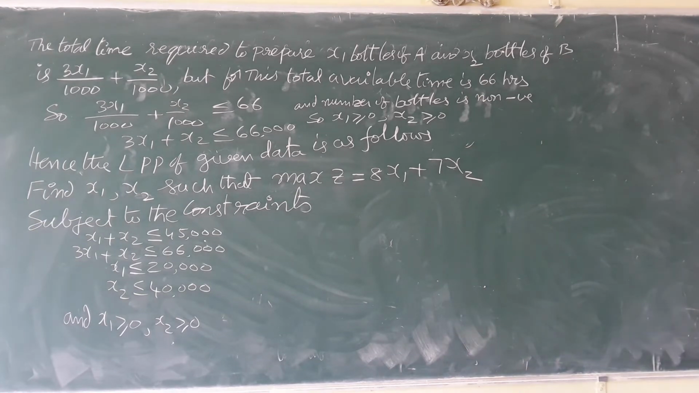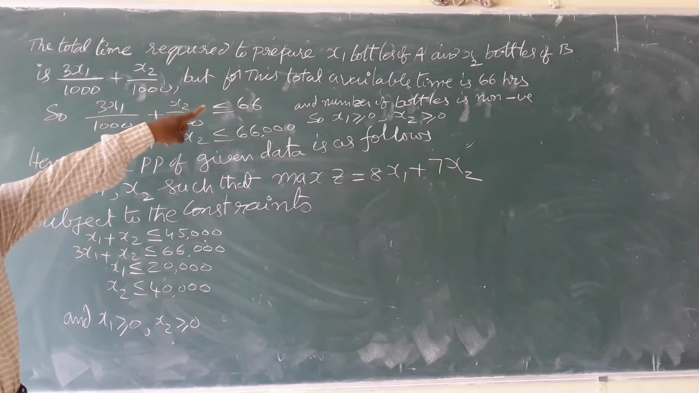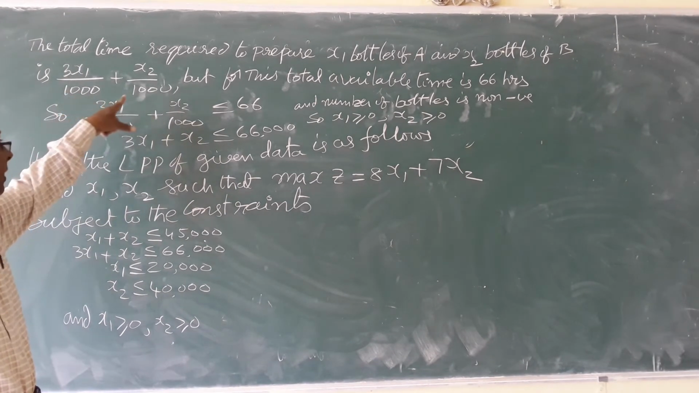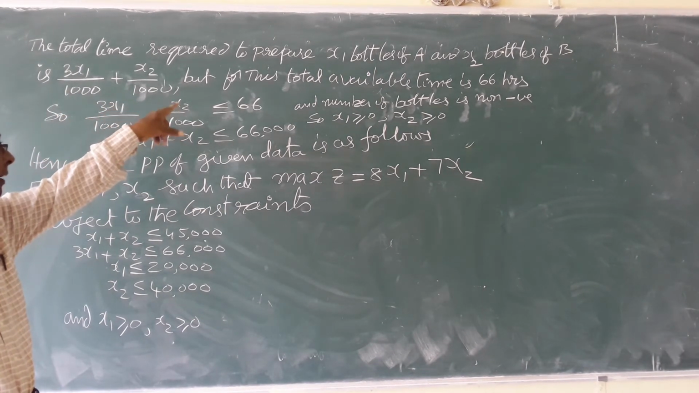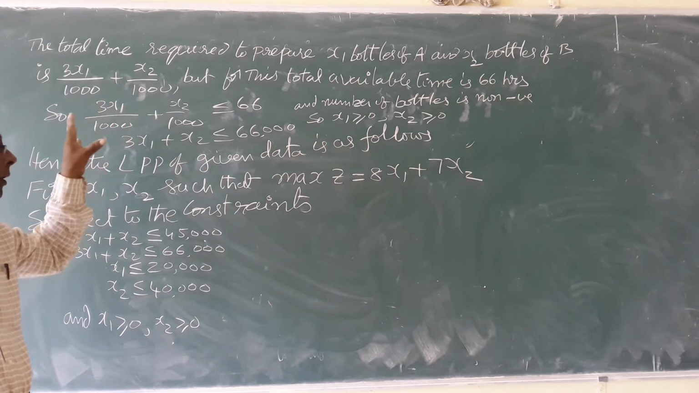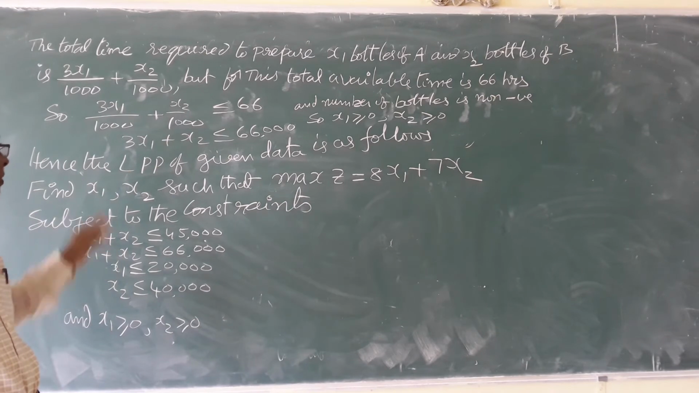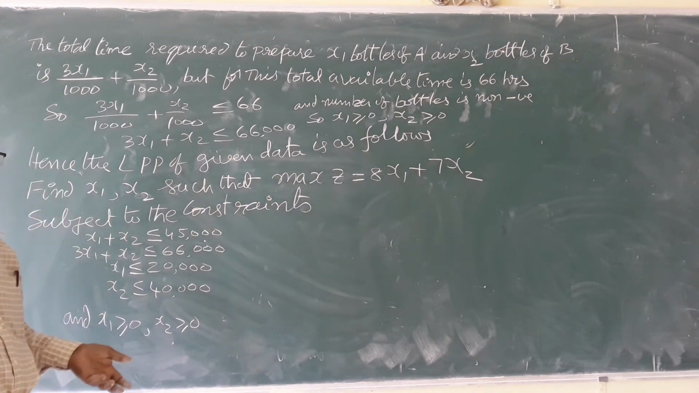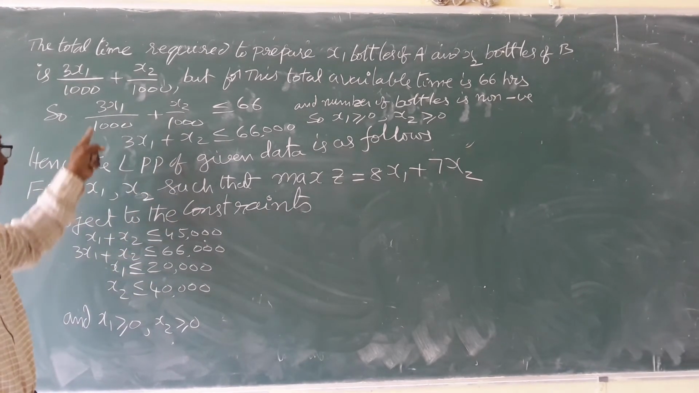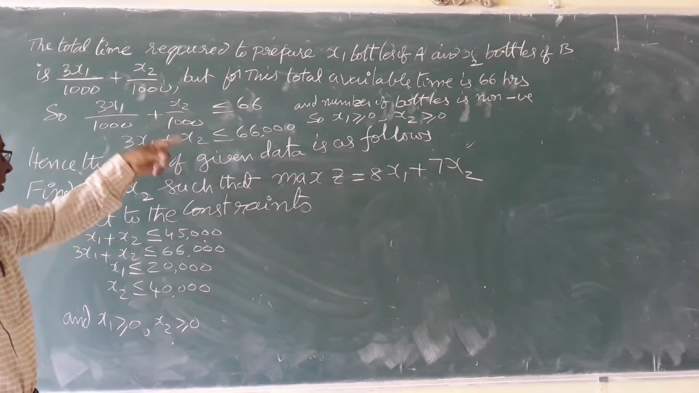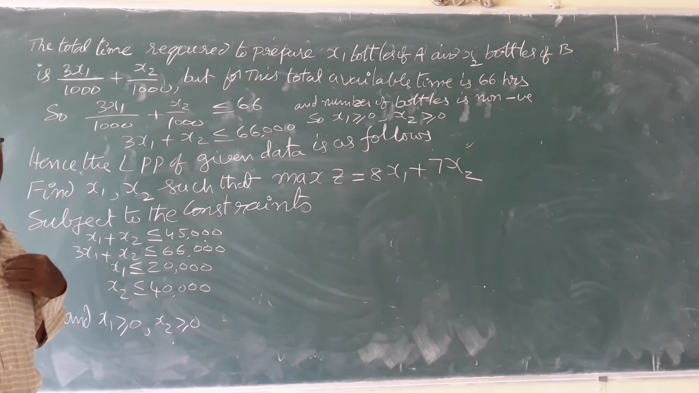The total time required to prepare x1 bottles of A and x2 bottles of B is 3x1 by 1,000 plus x2 by 1,000. For this operation, total available time is 66 hours. Maximum 66 means 3x1 by 1,000 plus x2 by 1,000 is less than or equal to 66. Cross multiplying, we get 3x1 plus x2 less than or equal to 66,000.